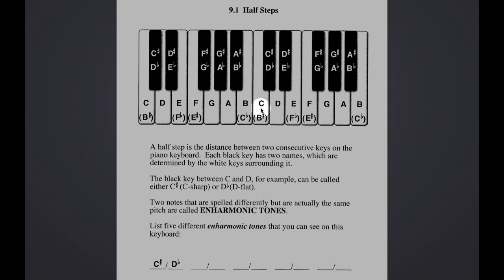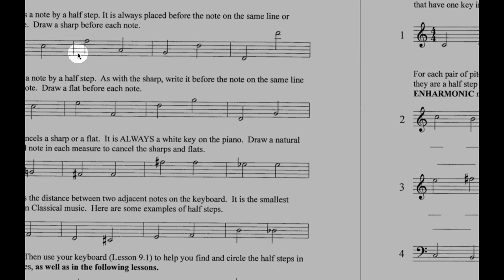Half steps are notes that are one step, or I should say the next note away from a note. So C to B is a half step, A to A flat is a half step, F to F sharp is a half step. List 5 different enharmonic tones that you see on this keyboard: C sharp and D flat, D sharp and E flat, E and F flat, C and B sharp, and pick the last one. All right, let's go on.